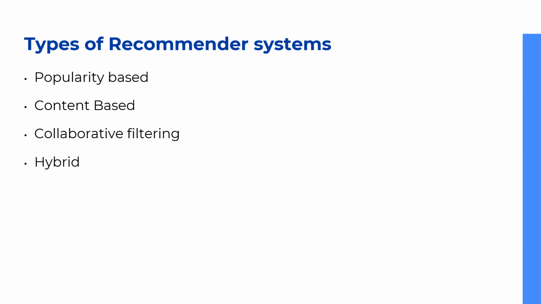In popularity based, we are simply recommending those products which are trending and famous. It is a very simple approach to recommend products to the users. The next are content based, collaborative filtering and hybrid. In content based filtering, we are recommending similar items to the user. In collaborative filtering, our focus is to draw a relationship between different users and recommend those items to the users which have similarities. In hybrid, we can combine these approaches.